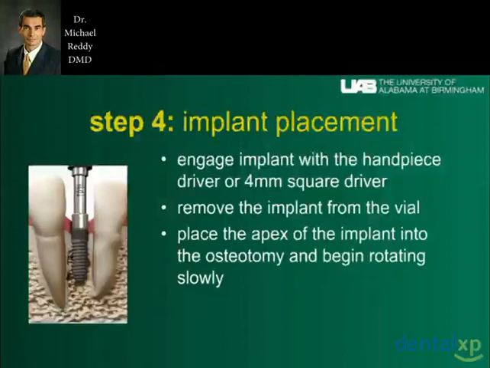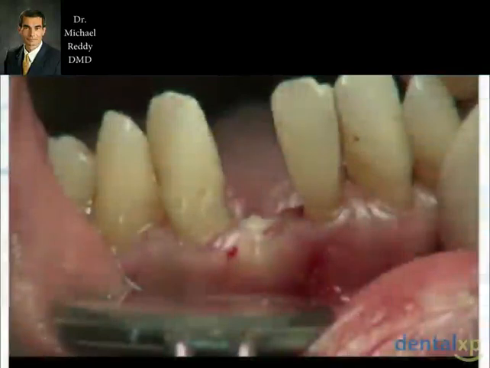And so this implant can be put in with a handpiece, or you can use a ratchet and a square driver. You remove it from the vial, place the apex of the implant into the osteotomy, and then you insert it at less than 30 RPMs to put it in place.